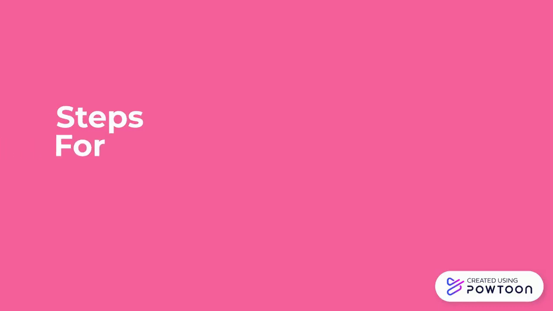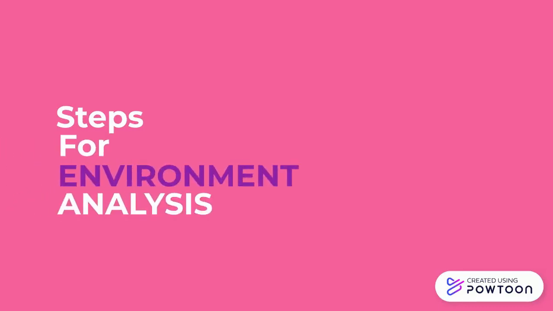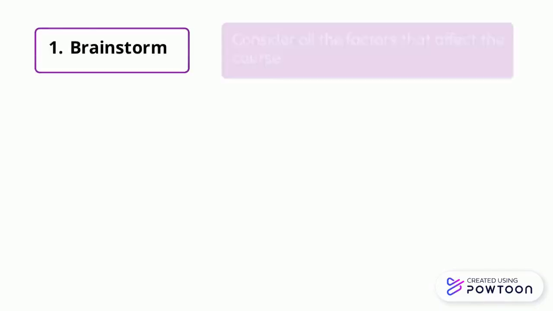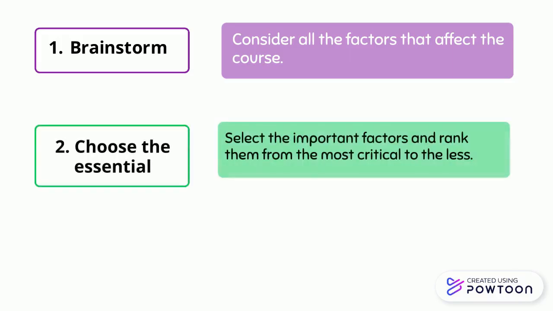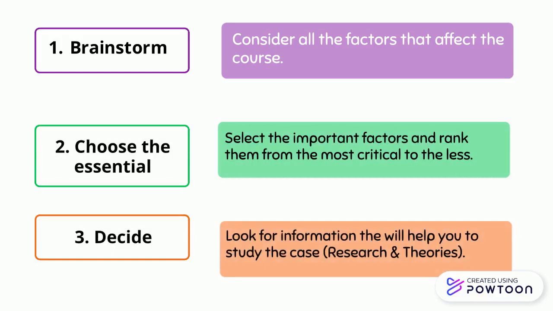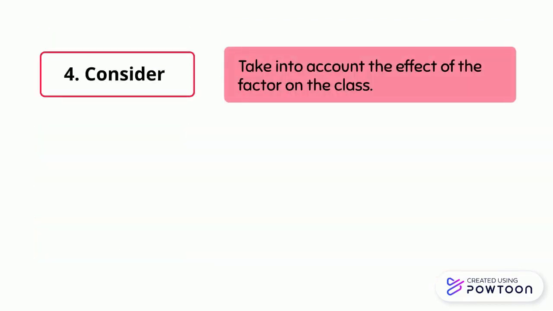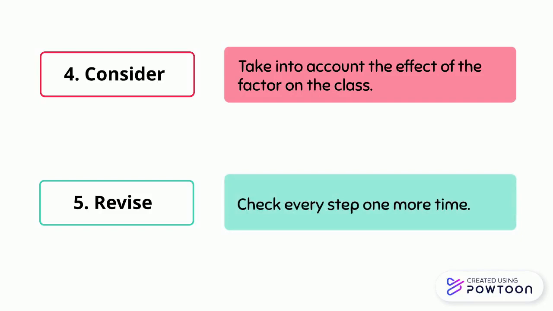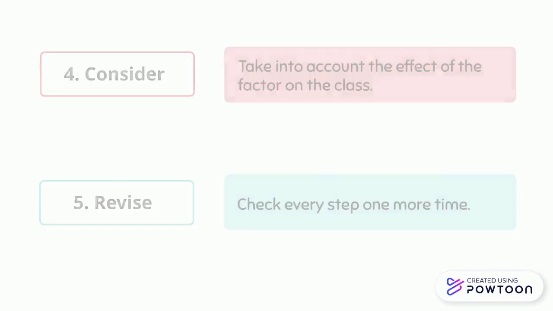The steps that can be followed in an environmental analysis are: Number 1, brainstorm, consider the factors that affect the course. Number 2, choose the essential factors and rank them from the most critical to the least. Number 3, decide which information you will need to study the factor and understand it in depth, like researches and theories. Number 4, consider the effects of the factor on the class and how to work with or overcome it. And number 5, the last one, revise one more time all the previous steps to make sure of your findings.